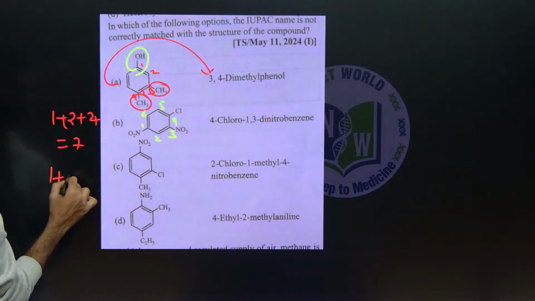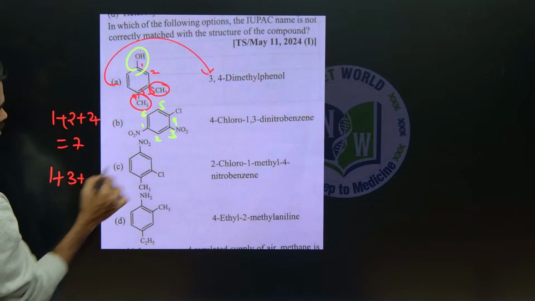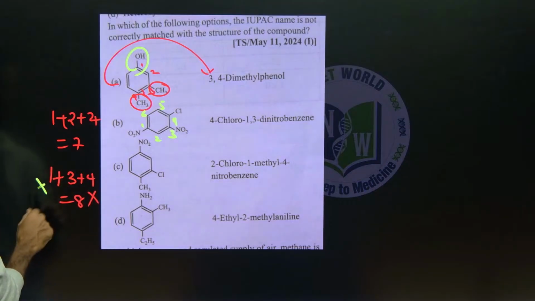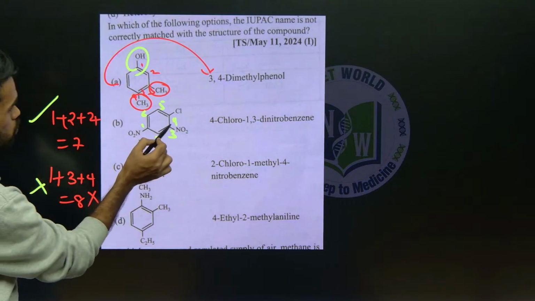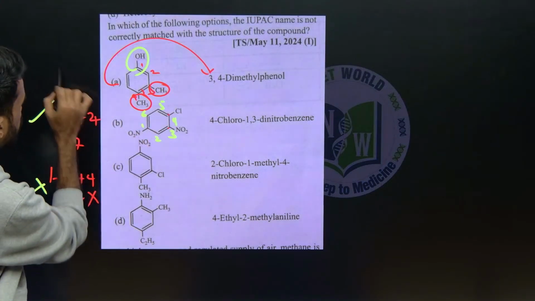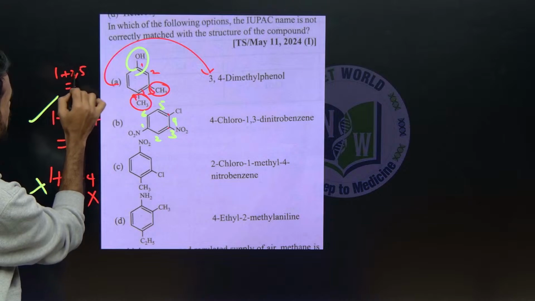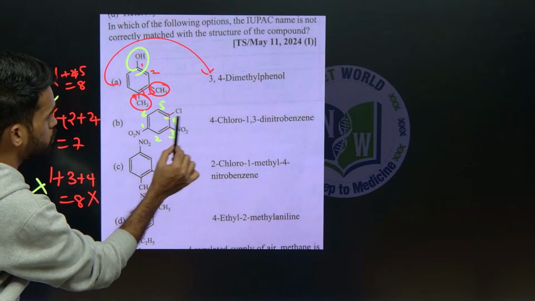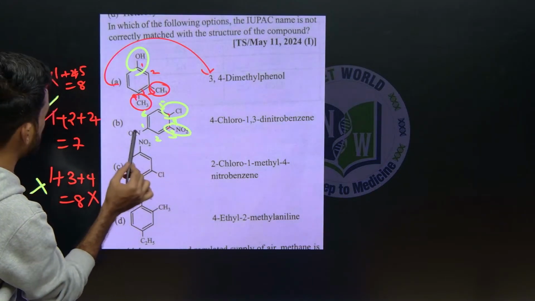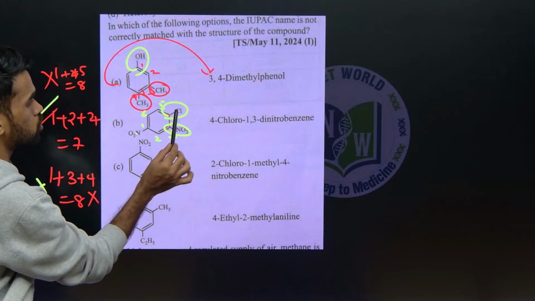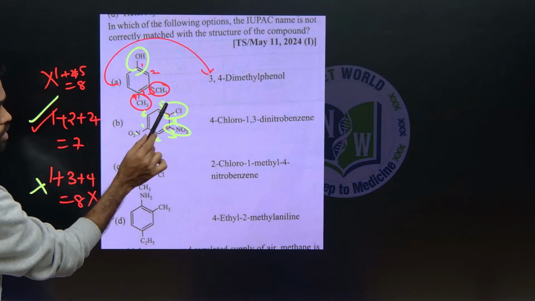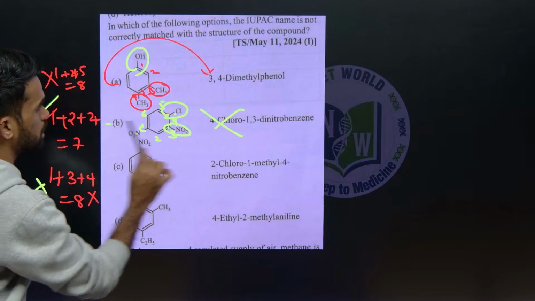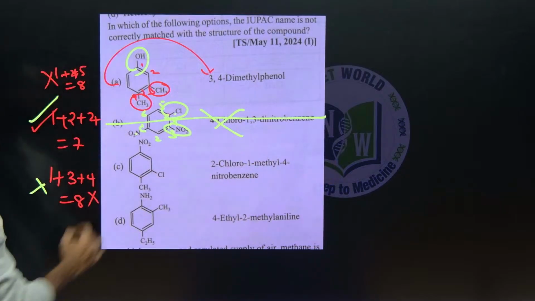1, 3, 4. Okay, this is 8. This is a bigger number, so this is incorrect. Only the first one is correct. And the next one, we can give 1, 2, 3, 4, 5. 1, 2, 5. This is also 8. So this is also not the way. Only the first one is the proper way of numbering. So we can say the first position is chloro, and the second and fourth positions are nitro. It should be 1 fluoro, 2, 4 dinitro, but it is not written that way. So it is incorrect. So the option for this question will be the second option.